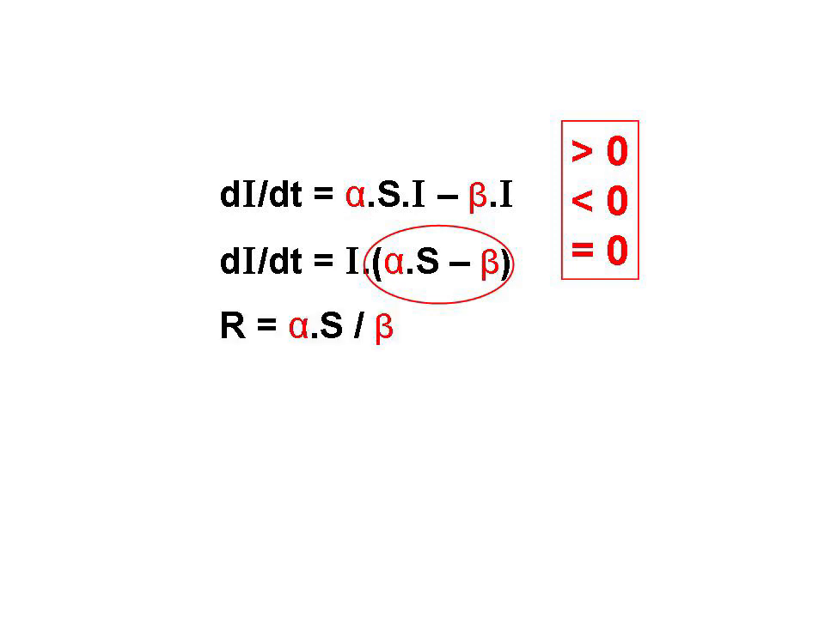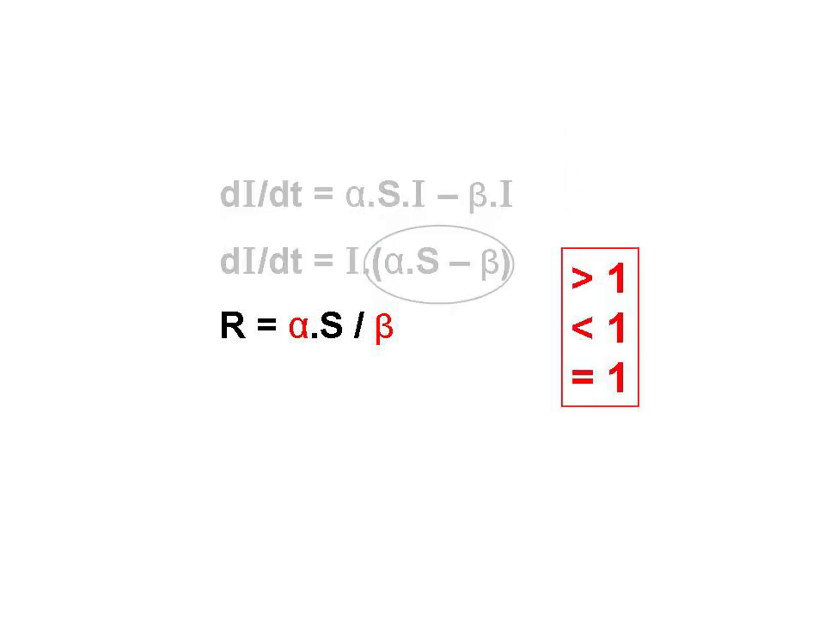As you can see, this ratio denoted R, alpha times S over beta, is what determines the sign of di over dt. If R is equal to 1, which means that alpha times S is equal to beta, then the expression in the parentheses, alpha S minus beta, will be 0, which means that di over dt will be 0, because I can only be a positive number or 0. Which means that the number of infected cases will stay the same.